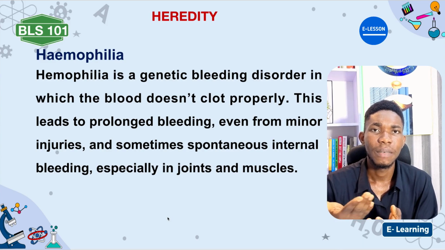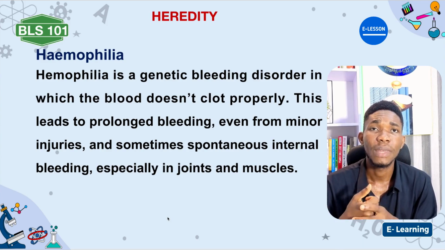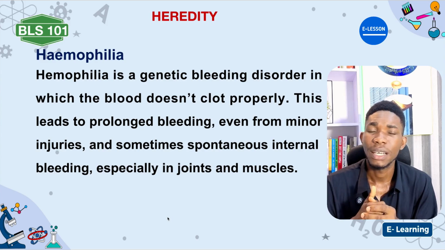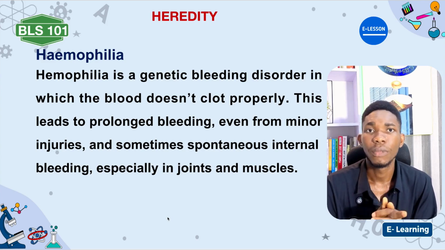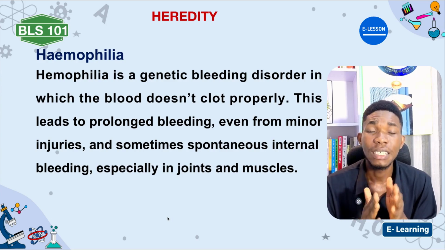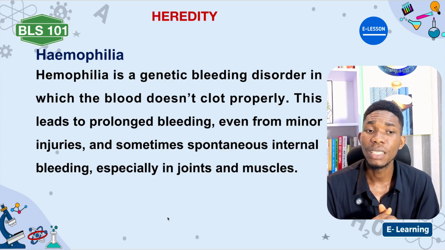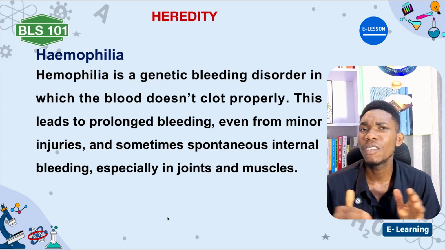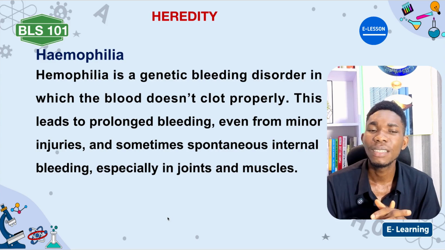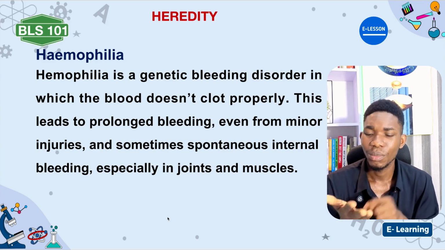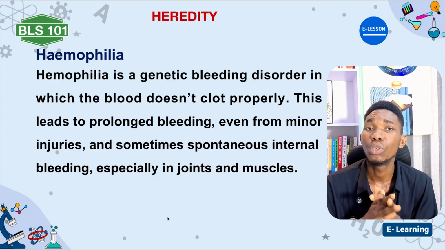Are you getting it? Now, the reason why most accident victims die is because of what? Uncontrolled bleeding. They bleed too much and then bleed to death. Sometimes even gunshots cause uncontrolled bleeding. They bleed so much and they bleed to death. Are you getting it? So hemophilia is a sickness of its own. It's a genetic bleeding disorder in which the blood doesn't clot properly. And if the blood doesn't clot properly, what happens? You bleed to death. This leads to prolonged bleeding, even from minor injuries.